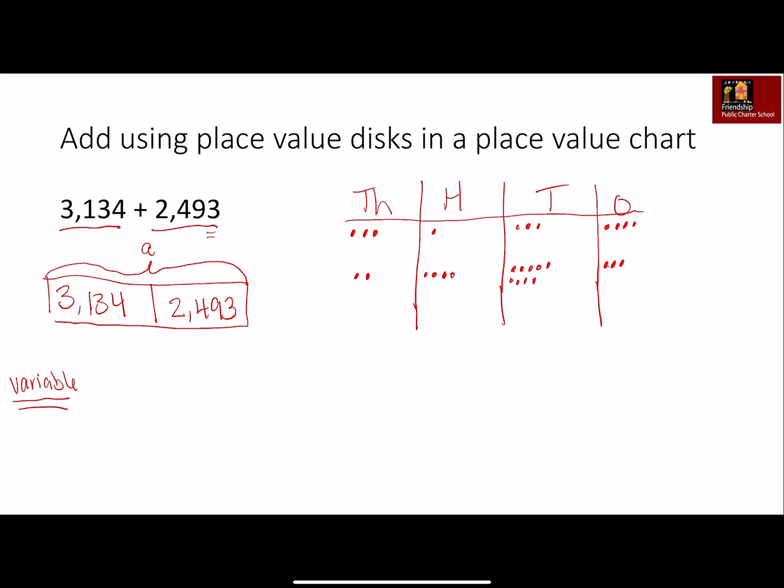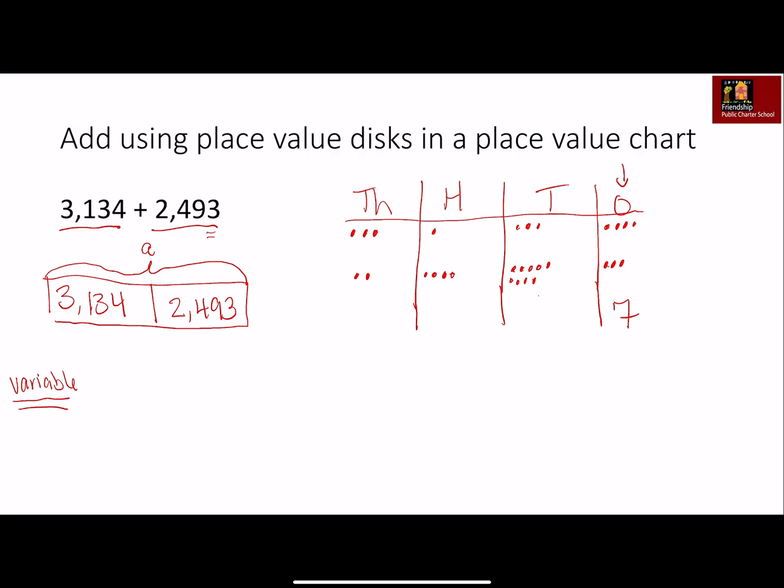Okay, so we look at our ones place first. We always look at our ones place when we're adding, and we say 4 ones plus 3 ones equals how many ones? So if I counted the number of dots in my ones place, I recognize I get 7 ones. I go to my tens place. I see 3 tens plus 9 tens is 12 tens.